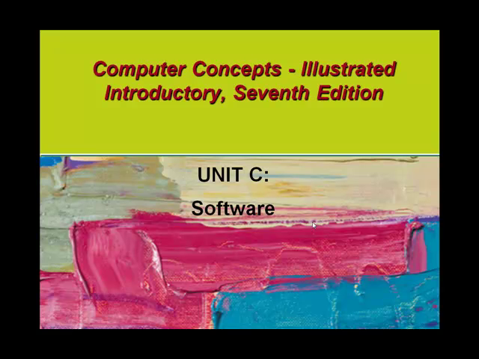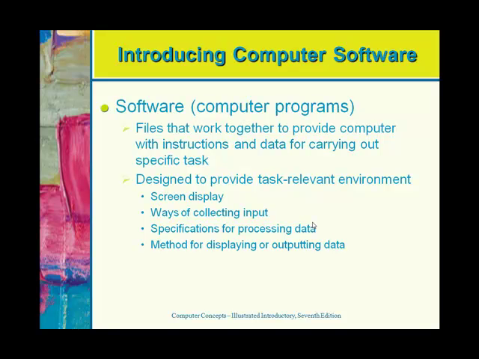In this lecture, we're going to talk about software. Another name for software is a computer program. Think of it as a bunch of files that work together to either perform a task or tell the computer how to do something. They are designed to provide what we call task-relevant environments. They have a specific purpose.